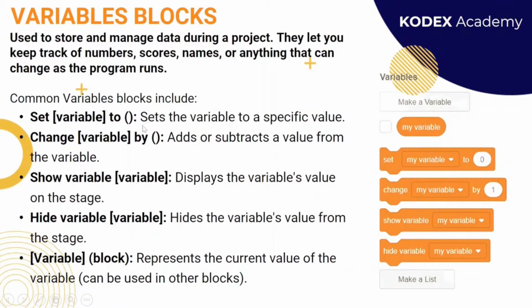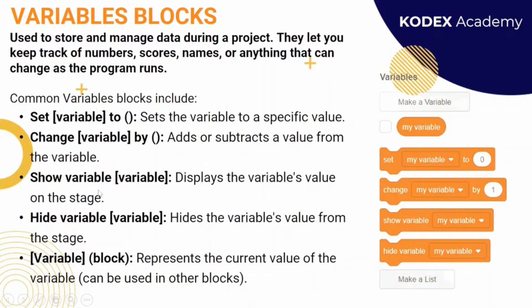Suppose you have created a variable of score, so you can set the value of your variable. Suppose you will set it to 0, to 50, anything. You can give a specific value to your variable. The next one is change variable by. Here, if you want to reduce the score or increase the score, you can add or subtract the value on the basis of your demand in your variable.